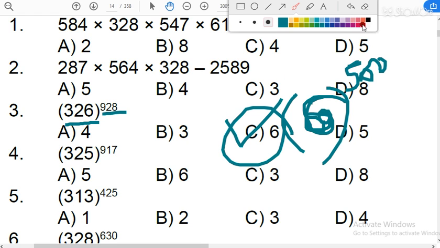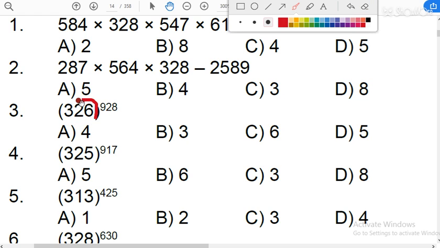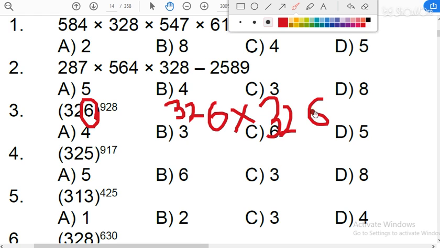For question number 3, the answer is 6, because unit place does not change when we have 6 raised to the power something, because here unit place is 6. So students, it will be like 326 into 326. So this will be the expression. So in this way, 326 into 326. So basically we have to ignore this 32. We have to ignore this one. We have to ignore this one.